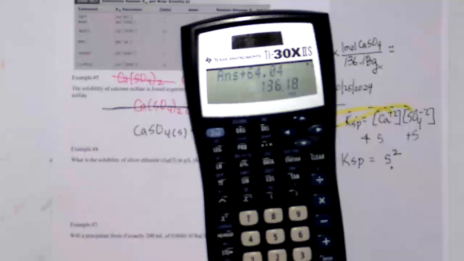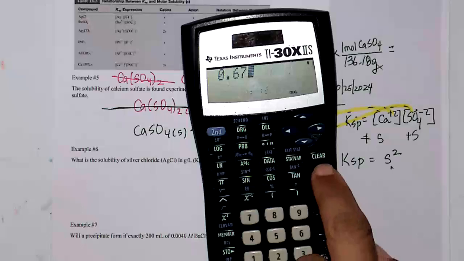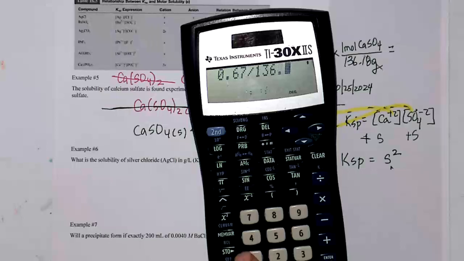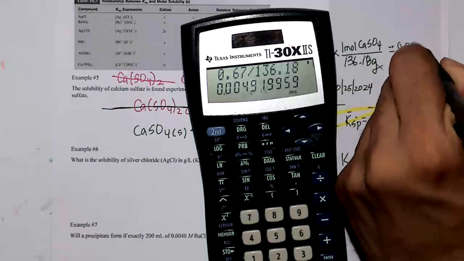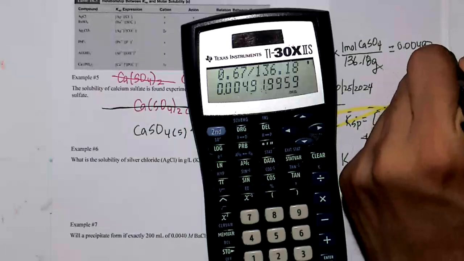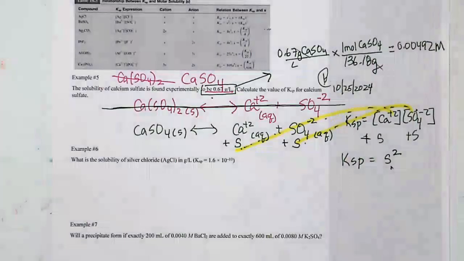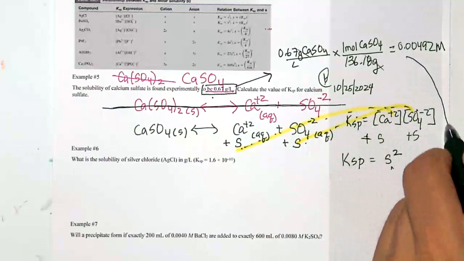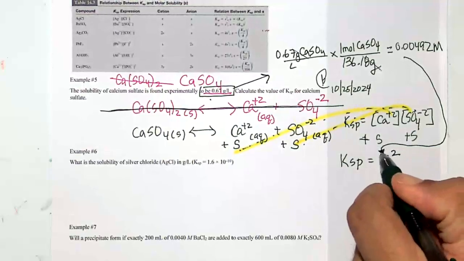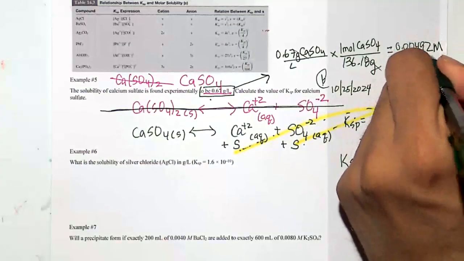The grams cancel. So 0.67 divided by 136.18 gives us about 0.00492 moles over liter. Okay, moles over liter. And that's something, let's plug it in here as our S.